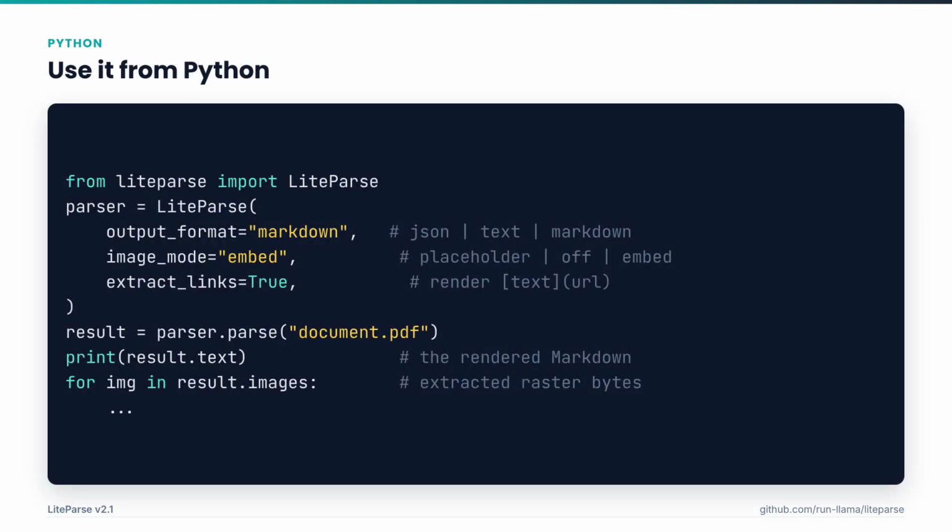From code is just as direct. Create a parser, choose Markdown as the output format, pick how images are handled, and call parse. The rendered Markdown comes back on result.txt. Any extracted images come back as raw bytes you can save. The Node and TypeScript API mirrors this exactly.